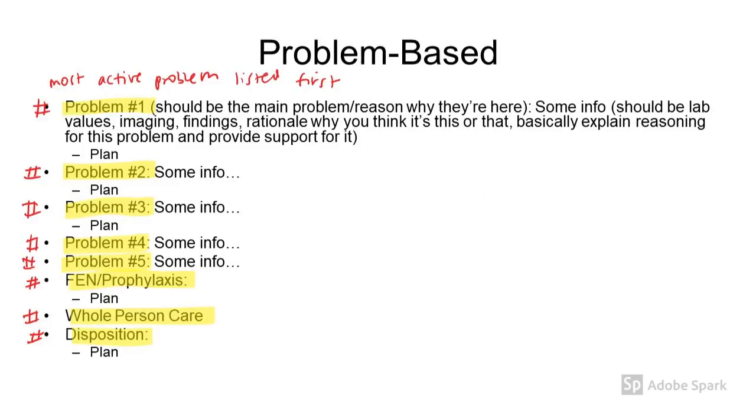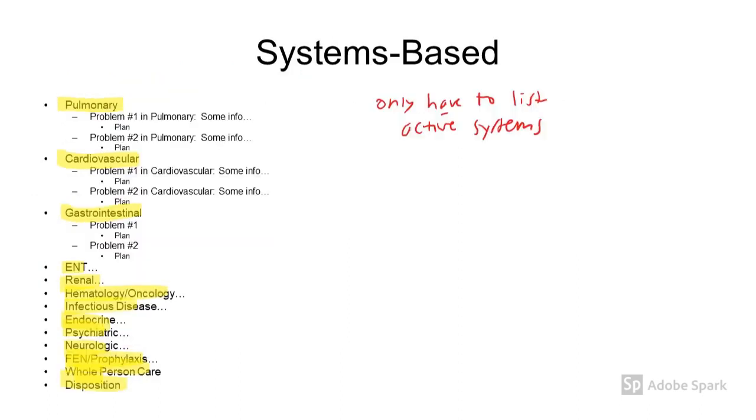In terms of our problem-based, what you notice there is we put a problem number one, like the laryngeal cancer, and then we put some info that might support that rationale, and then under that, a hyphen with some plans. And then problem two, and then a plan, problem three and a plan, and so forth, all the way down to FEN prophylaxis, and then whole person care with the plan, and then disposition with the plan. In a systems-based assessment and plan, it's actually organized by organ system.